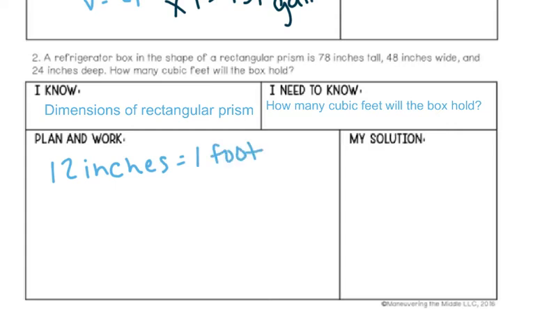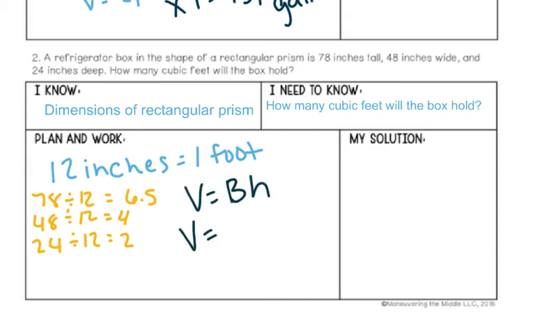To get the correct units in the end, since we are doing volume, which is cubic units, I need to change my units right now into feet instead of waiting until the end. So I'm going to take each of my dimensions and divide by 12 to figure out how many feet each dimension is. After converting these units, I know that it is 6.5 feet tall, 4 feet wide, and 2 feet deep. Now I need to use my volume formula to solve for the volume in cubic feet of this box.